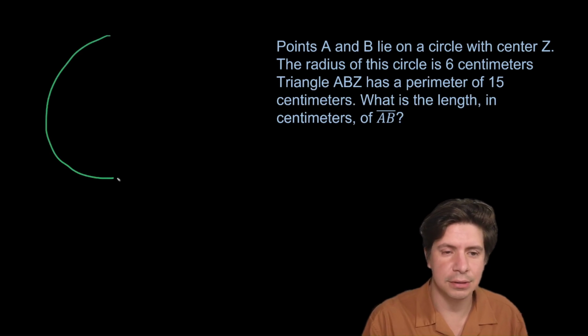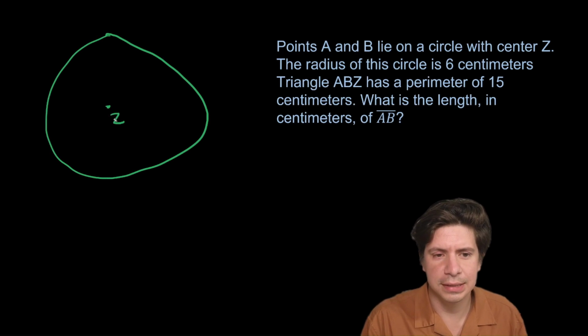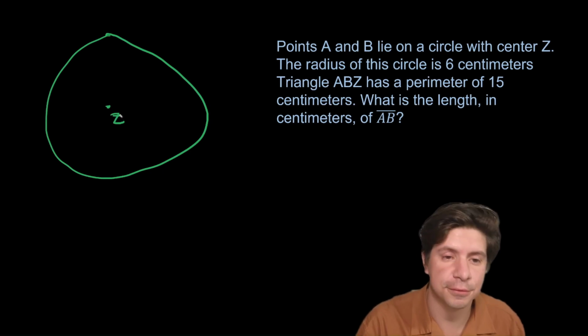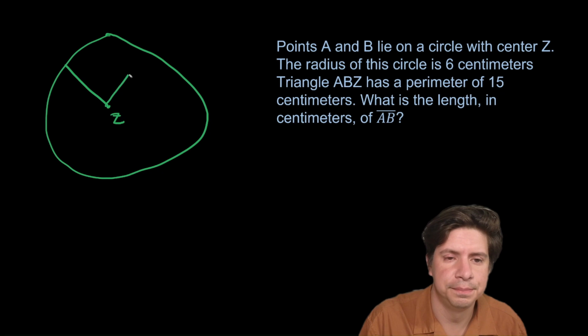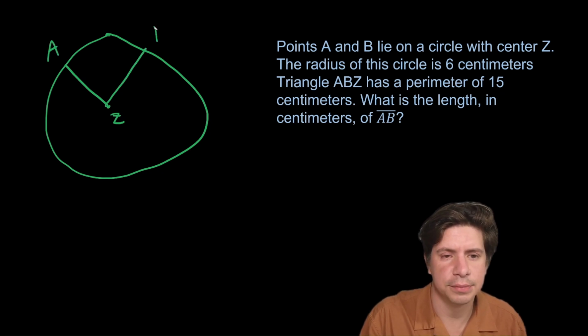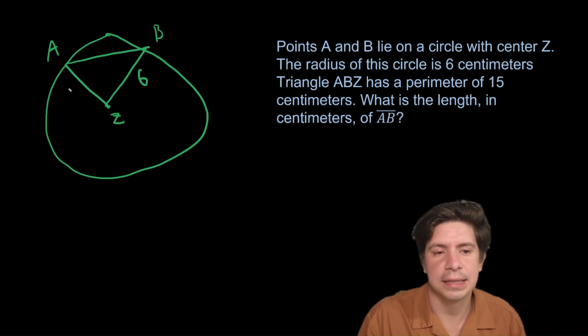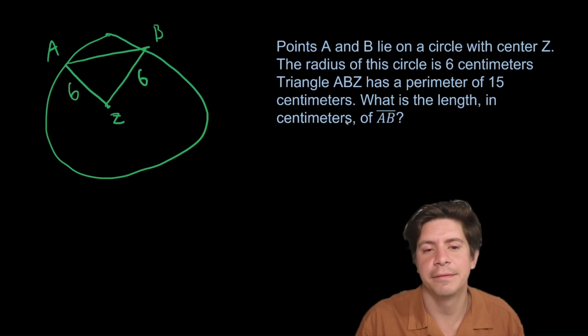So if you can imagine a circle, we have a center Z. On the test, hopefully you wouldn't have to draw this out, but it might be helpful to draw it out, so I'm doing it for you all. And then we're going to have this point here. Let's call this A, and let's call this B. And then this is 6, and this is 6. And what are we told? That ABC has a perimeter of 15.